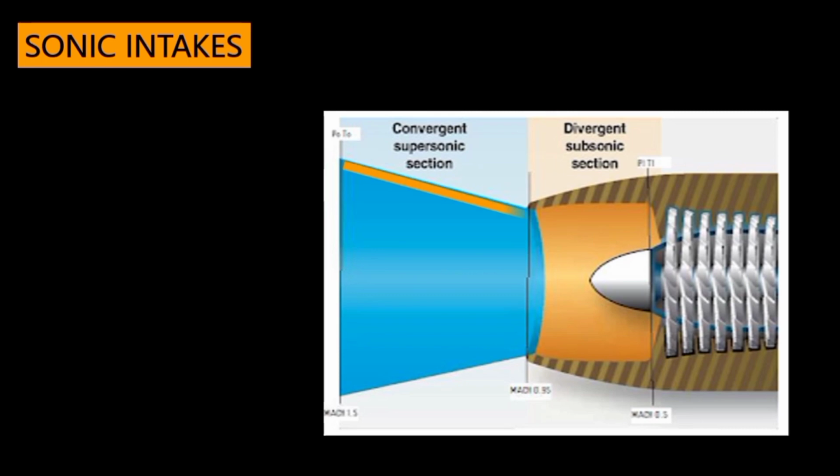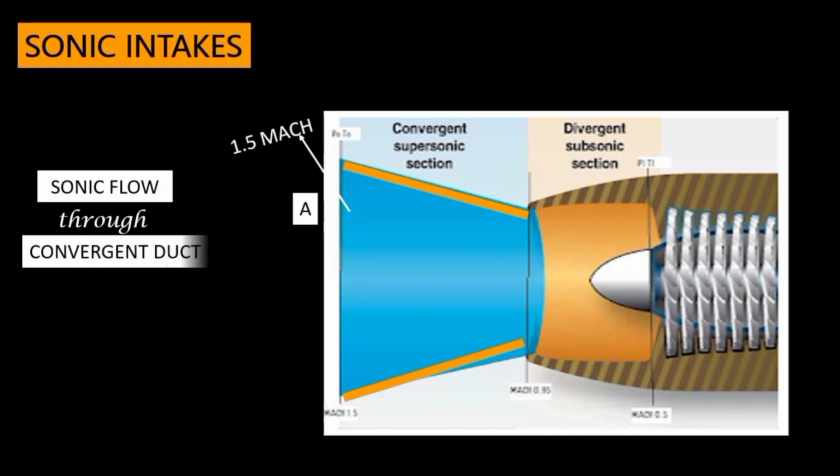The aircraft which fly above the speed of sound need to have sonic intakes. The sonic intakes are divided into two portions. The first portion constitutes a convergent duct, while the second portion constitutes a divergent duct. When the airflow enters at point A, it has a speed of 1.5 Mach. Now we need to reduce the speed first to make it subsonic. For this, the sonic intakes utilize a convergent duct.